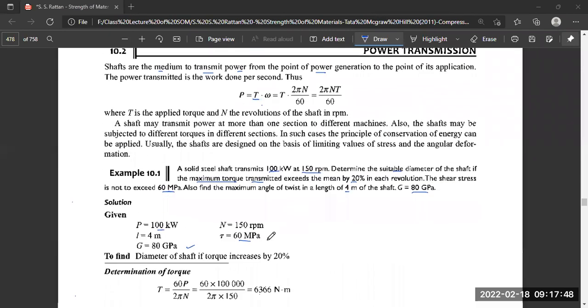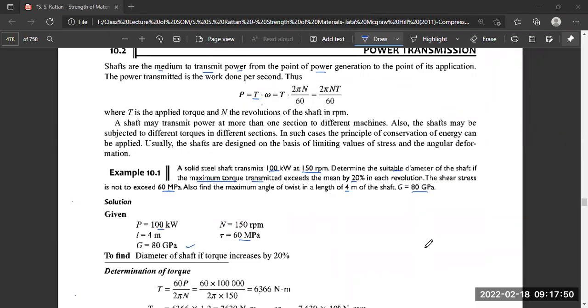So we have gone through two problems. First problem: a solid shaft is given. The power transmitted in the solid shaft is 100 kilowatt, and the RPM at which this shaft is rotating is 150 RPM. We have to determine the suitable diameter of the shaft, the proper dimension.